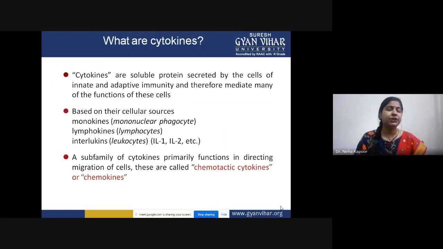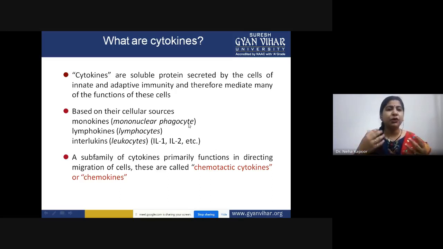So starting with the lecture, first we need to know what cytokines are. Cytokines are soluble proteins that are secreted by the cells, whether they are cells of innate immunity or adaptive immunity. And that is why they are able to mediate many functions.